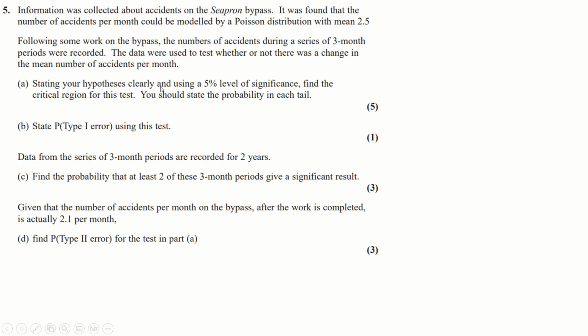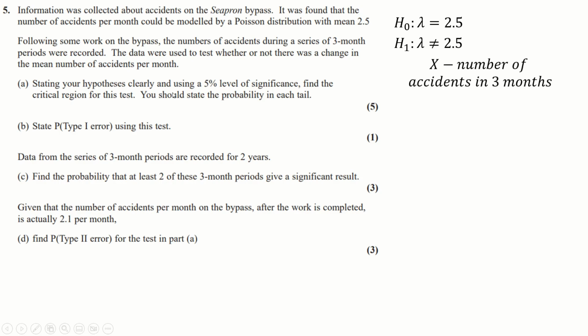So a hypothesis H0, I guess, is that lambda is 2.5, and now it wants to test one that's a change. So this is a two-tailed test, and H1 will be lambda is not equal to 2.5. And we'll look for a 0.025 level of significance because it's two-tailed. So okay, now once you've done that, find the critical region.